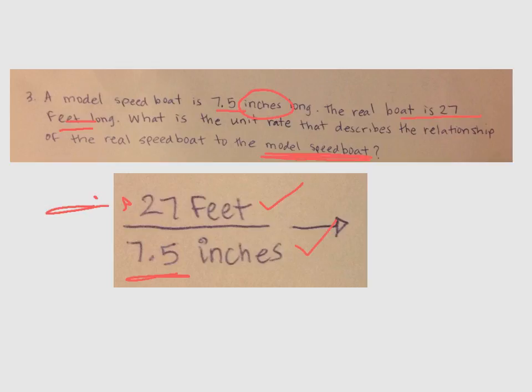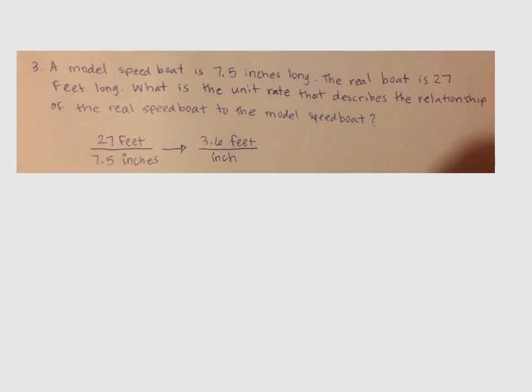Now I want to know how many feet it is per inch. So I'm going to divide this the way we've been doing. On your calculator, please push 27 divided by 7.5. And you get the answer as 3.6. And you keep the units, feet on the top and inch on the bottom.